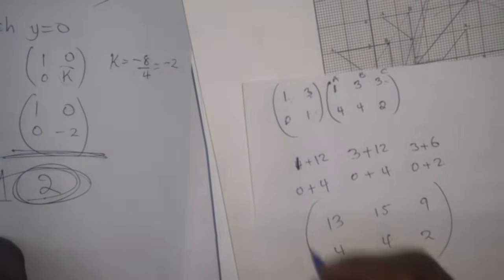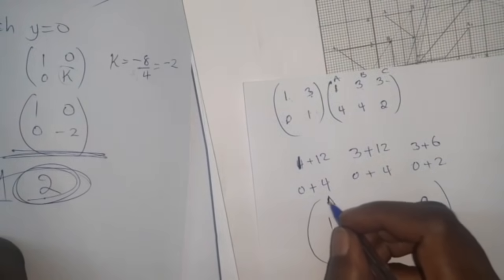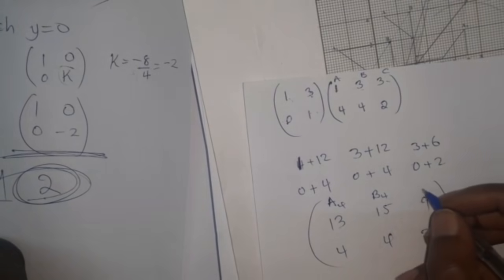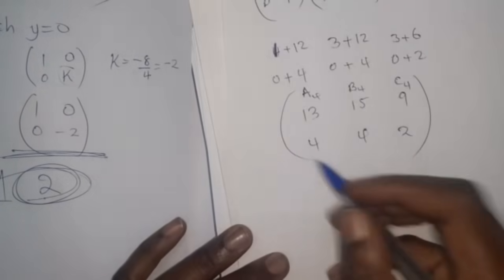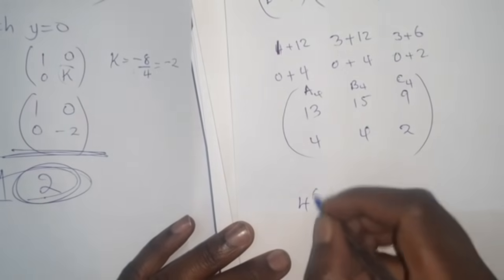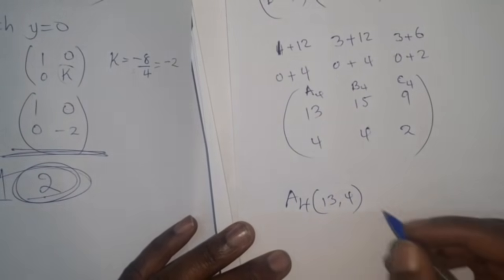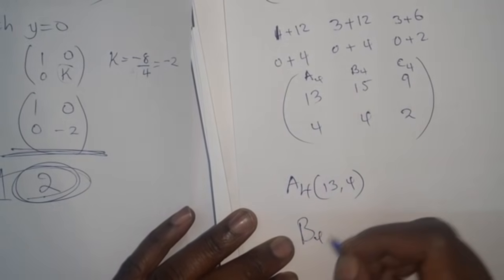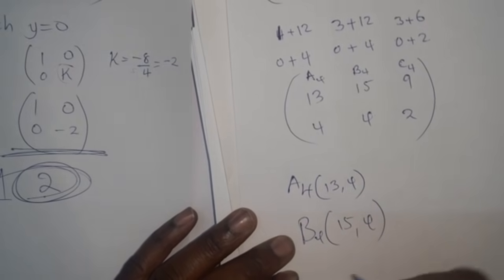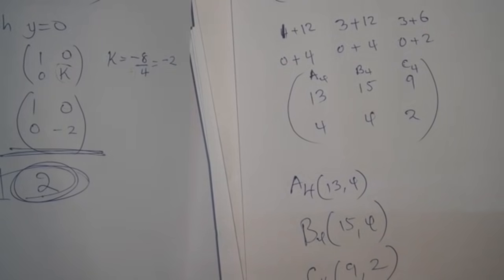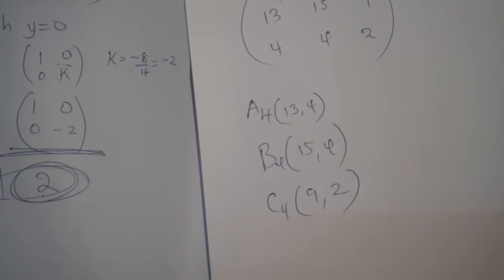Okay. So take note that now this is our A4, this is our B4, and this is our C4. So these are the coordinates. You can write them in this form: A4, you have 13, 4, then B4, you have 15, 4, and C4, you have 9, 2. This is what you're going to get. Okay. We move on to the last one now.